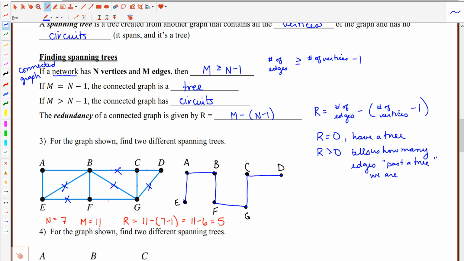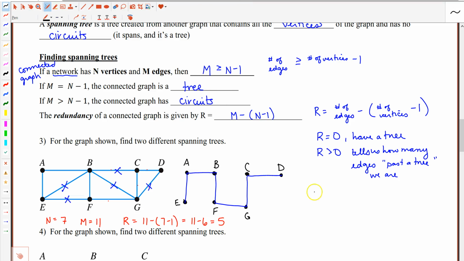It tells us how many edges we would have to delete to bring our graph to a state of kind of treeness. But we have to be very careful about what edges we remove because we still need this graph to be connected. So let's see a different spanning tree.